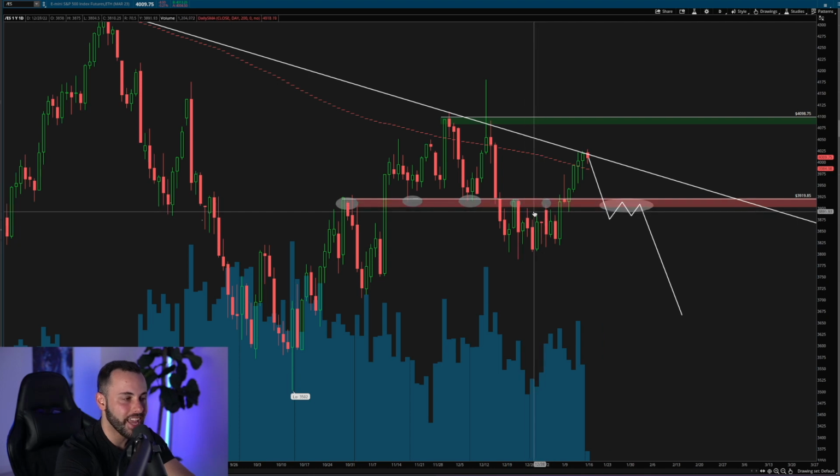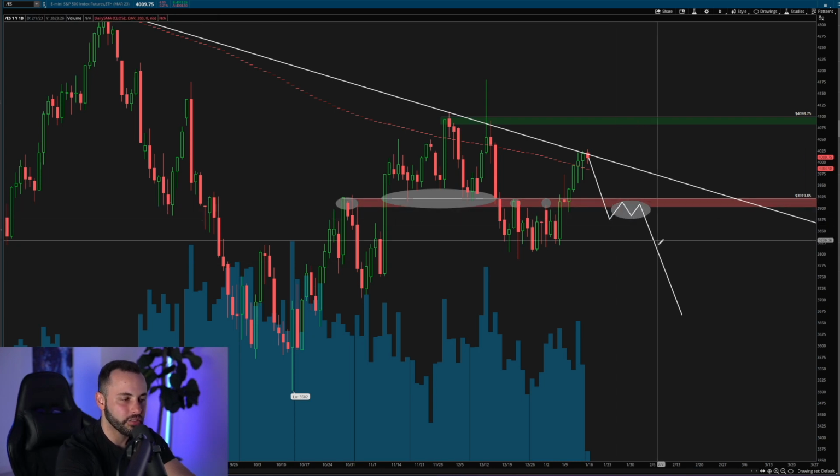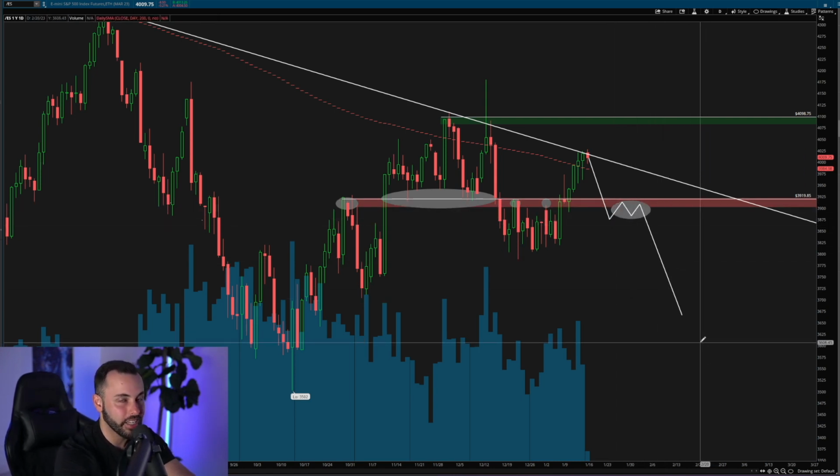I want to see the market lose this support. This was support between November 10th and around December 15th. For about a month period here, we held support around 3,920. Now, if we lose that support off this downtrend rejection, then I am looking to get aggressive right here for that eventual slip, maybe back down to new lows.